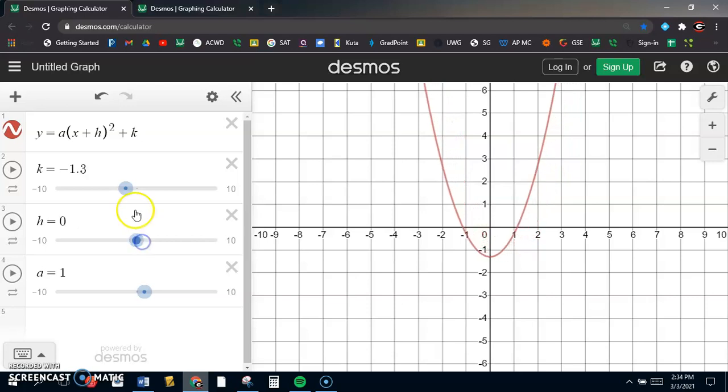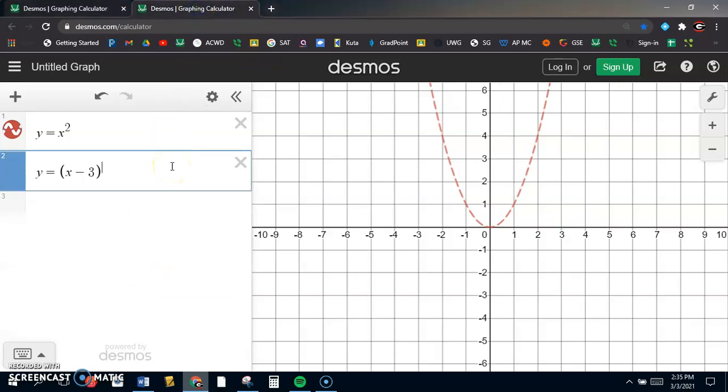So let me reset these each to 0. Let's explore what happens when I multiply by a number. That would be like this a value here. So I'm going to go back to my other screen. I'm going to start to explore what if I multiply by a number larger than 1, a positive number larger than 1, like 2x squared.